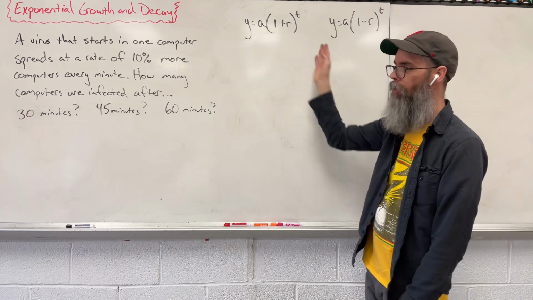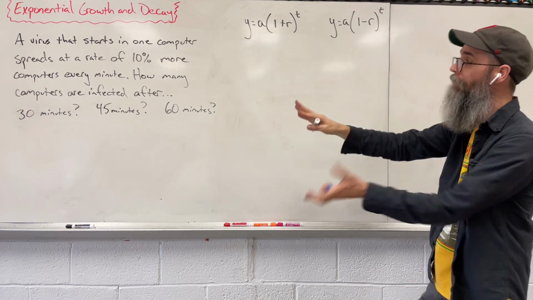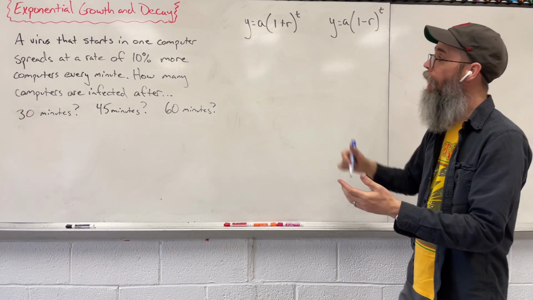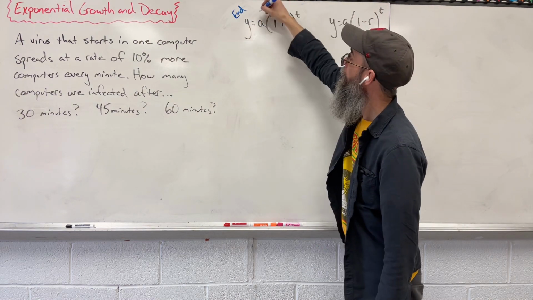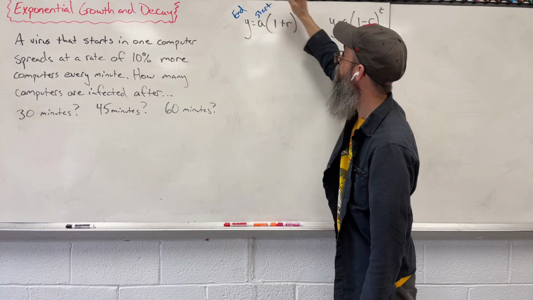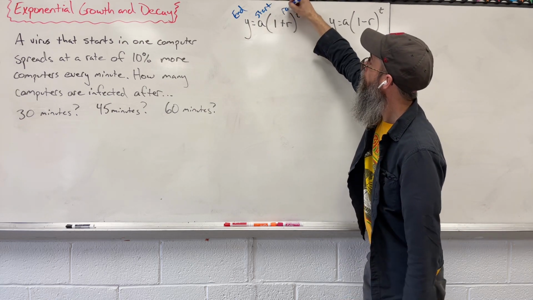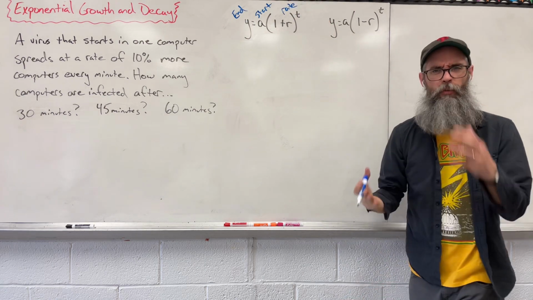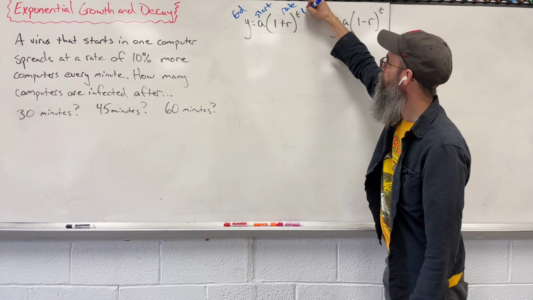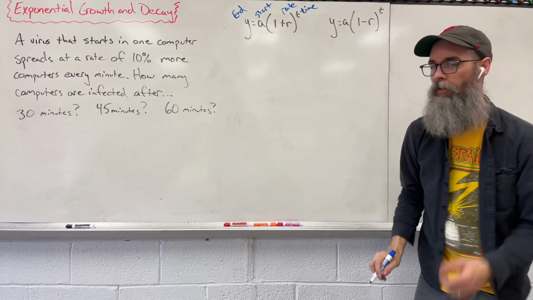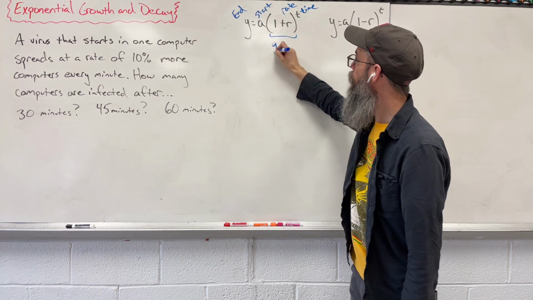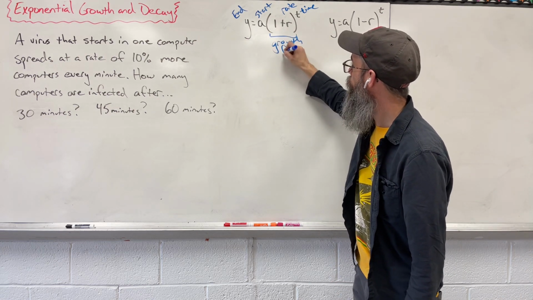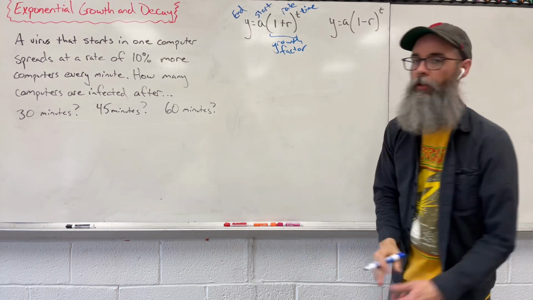Now we need to understand what all these variables mean first so we can eventually fill them in. Y is going to be our ending point. A is going to be our starting position. R is rate, or the percent that we're dealing with. T is, shocker, time. And together, that parenthesis, we call our growth factor.